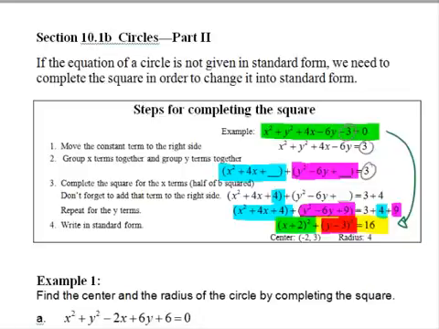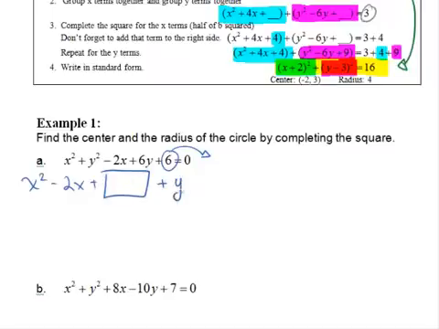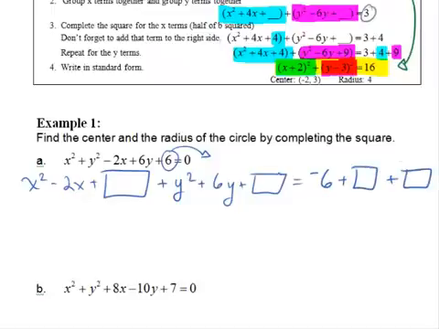So we're going to practice some of this. First of all, we have a 6. We're going to have to move that over. At the same time, we're going to group together the x's. So x squared minus 2x plus box, and group together the y's. Plus y squared plus 6y plus box equals, this 6 here has moved over, so it's negative 6. I'm going to include a box for both of my sections here.